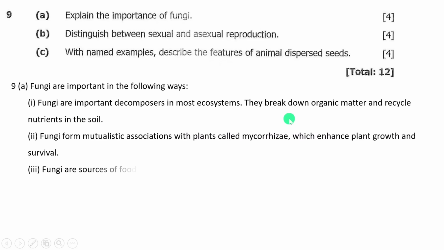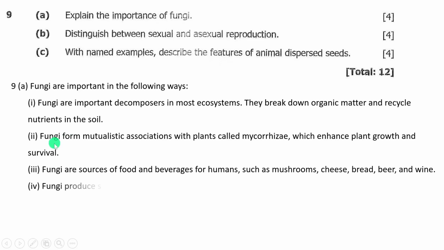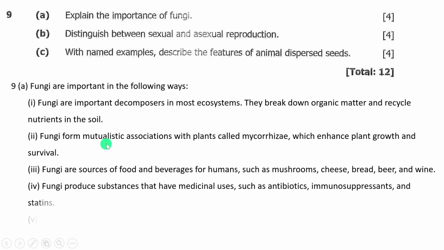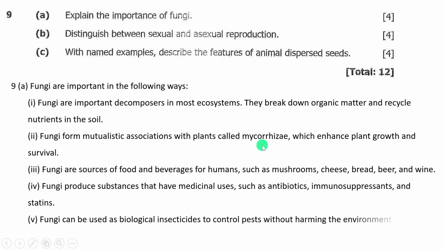They break down organic matter and recycle nutrients in the soil. Then part two, fungi form mutualistic associations with plants called mycorrhiza, which enhance plant growth and survival. Then important number three, fungi are sources of food and beverage for humans, such as mushrooms, cheese, bread, beer, and wine.